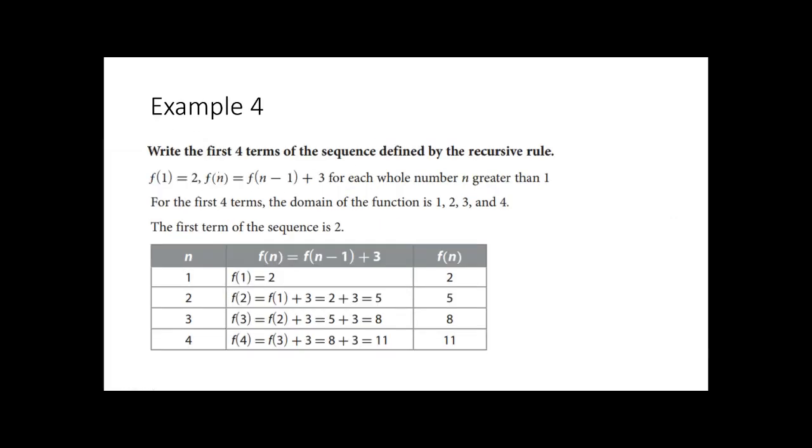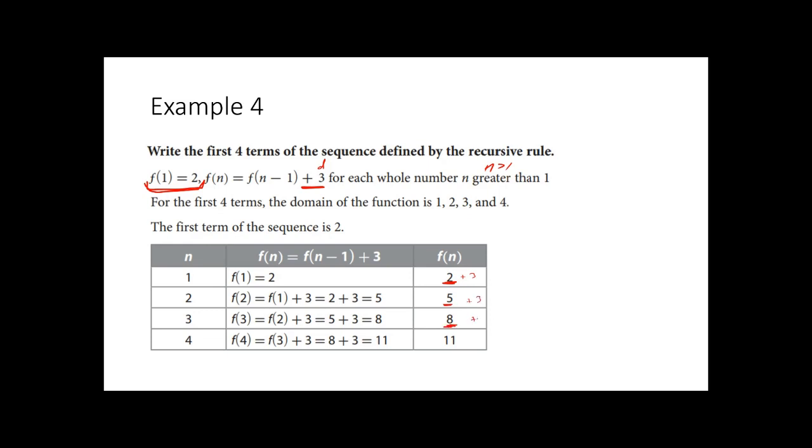So example 4: write the first 4 terms of the sequence defined by the recursive rule. First things first, the first term is 2. So that's the first guy in our sequence. Now notice the difference here from our last guy. Our common difference here is 3, so we're going up by 3. And again, we only care about the numbers greater than 1 because we were already given our first guy. All right, so let's go ahead and plug it in. We had 2. What's 2 plus 3? It's 5. What's 5 plus 3?